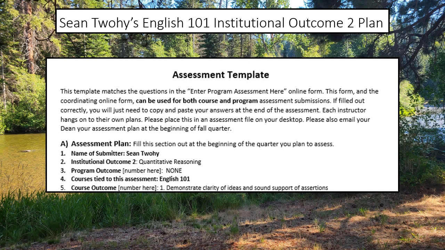At the beginning of the year, I went through and filled out the assessment plan portions. So you'll see I filled out my name, the outcome, the program outcome. There is a program outcome, but on the academic side, our program outcomes are the same as our institutional outcomes. Courses tied to this assessment: English 101, and then the course outcome: demonstrate clarity of ideas and sound support of assertions.